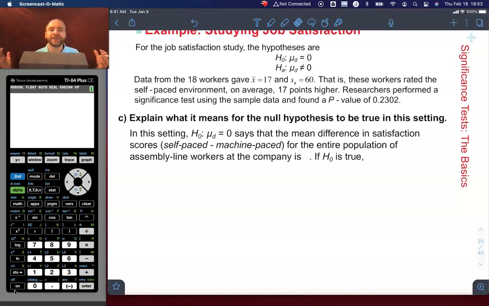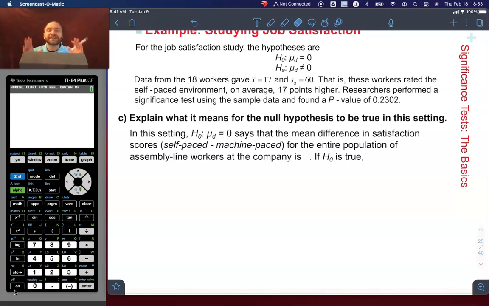So the data that we collected said x bar was 17. So we're just making up the data right now. It says x bar was 17, s of x equals 60. Now that means the workers rated the self-paced environment on average 17 points higher than the fixed machine assembly line. Now researchers performed a significance test and they found a p-value of 0.2302.